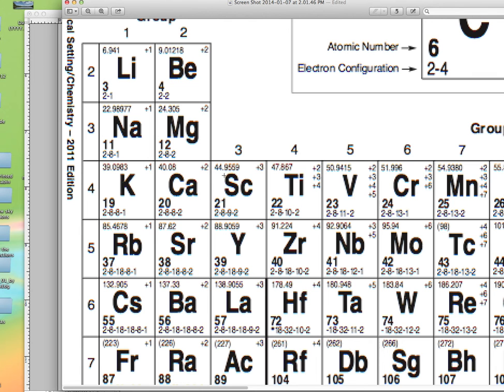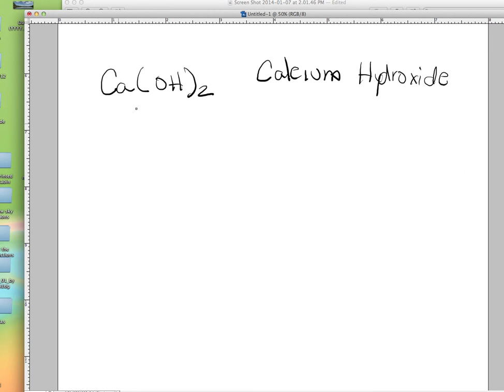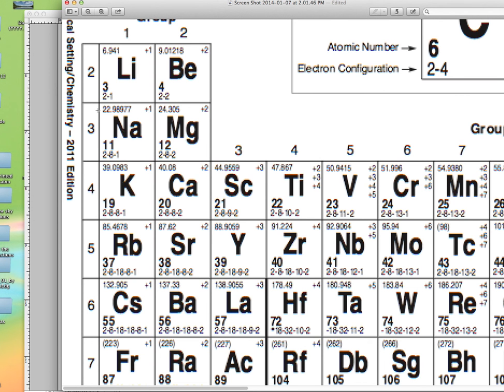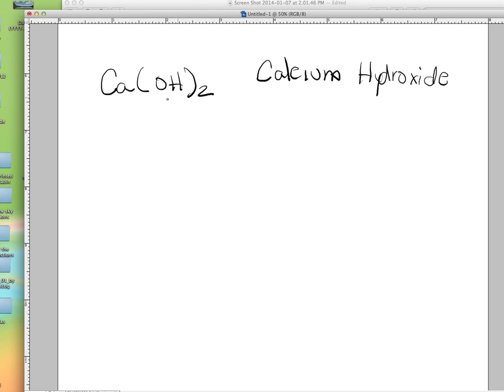Now, if we had used chromium, for instance, or manganese, or one of these others that had more than one oxidation number, then you would need to put a Roman numeral in. Okay, so let's back up here. Calcium only has one. See, only one. And because it only has one, you don't need a Roman numeral. So this is our entire name for Ca(OH)2.